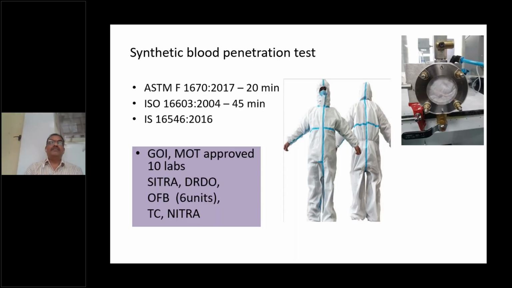Suppose the customer is asking for the first one, 1670, it is tested. The second, ISO 16603, that is also done. So in both cases you get the same UCC.